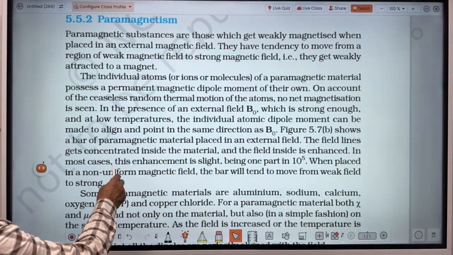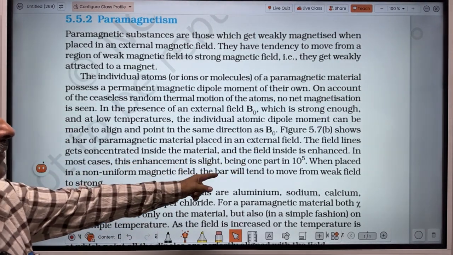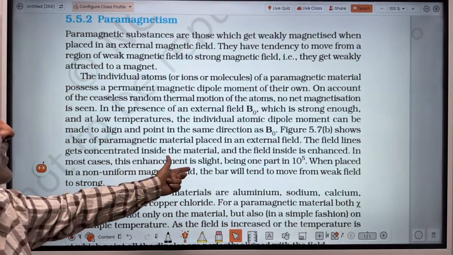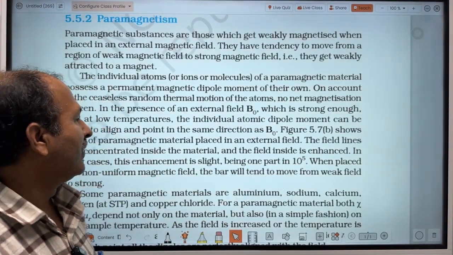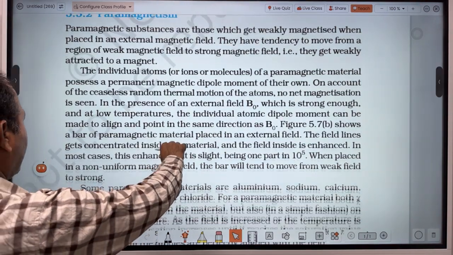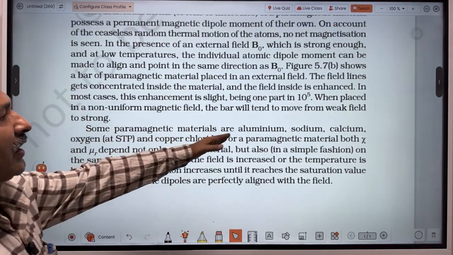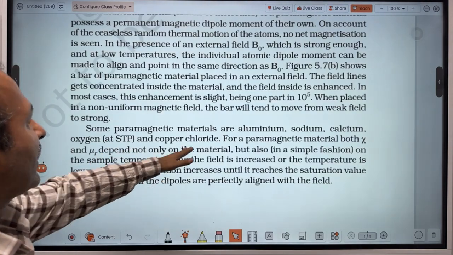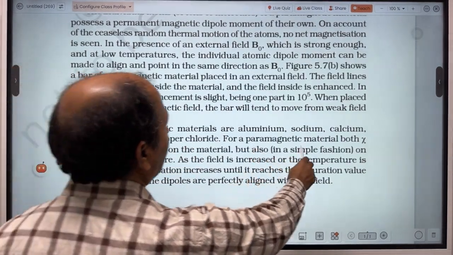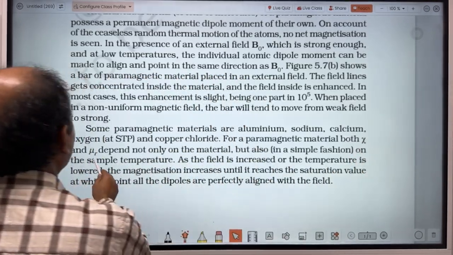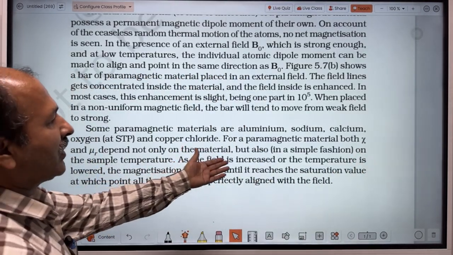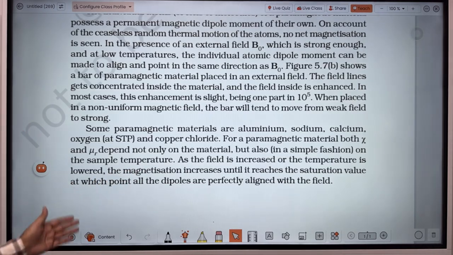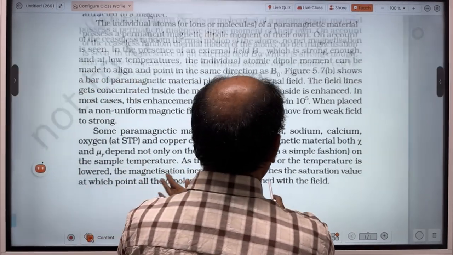So here some more properties are there. For a paramagnetic material placed in an external field, the field lines get concentrated inside the material and the field inside is enhanced. In most cases, this enhancement is slight, being 1 part in 10 to the power 5 when placed in a non-uniform magnetic field. Some paramagnetic materials are aluminum, sodium, calcium, oxygen at STP, standard temperature and pressure, and copper chloride. For paramagnetic material, both chi and mu r depend not only on the material but also on the sample temperature, right? So you can study about these properties later on.